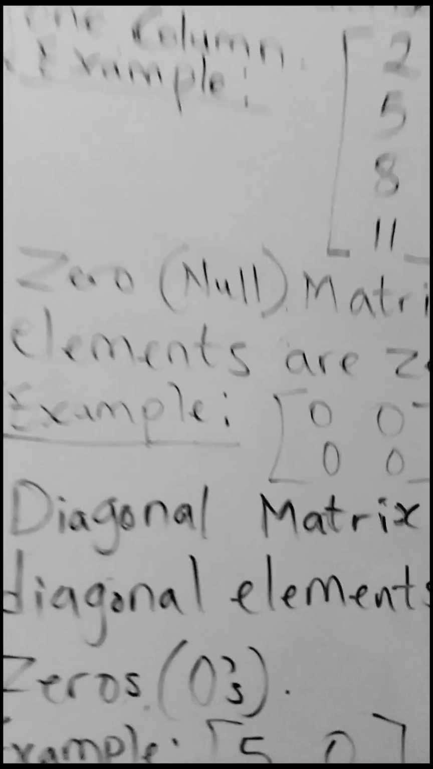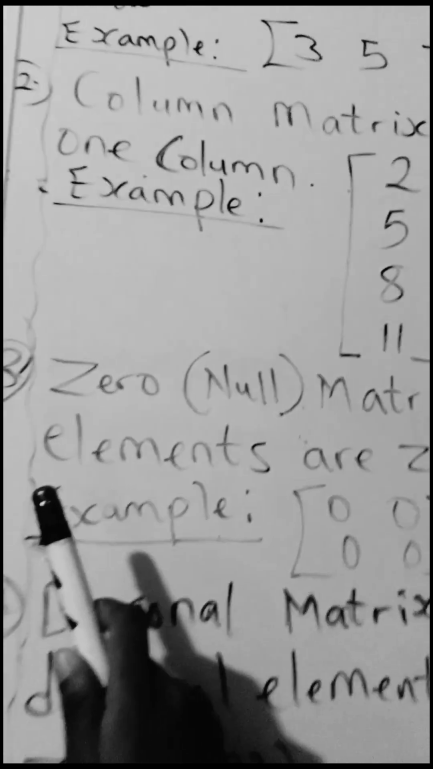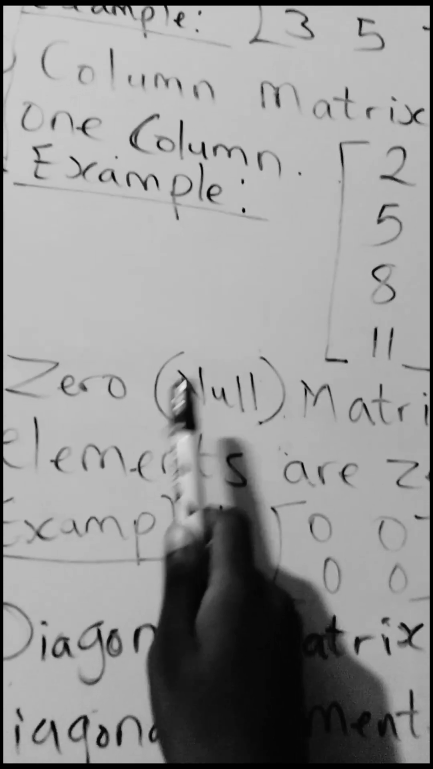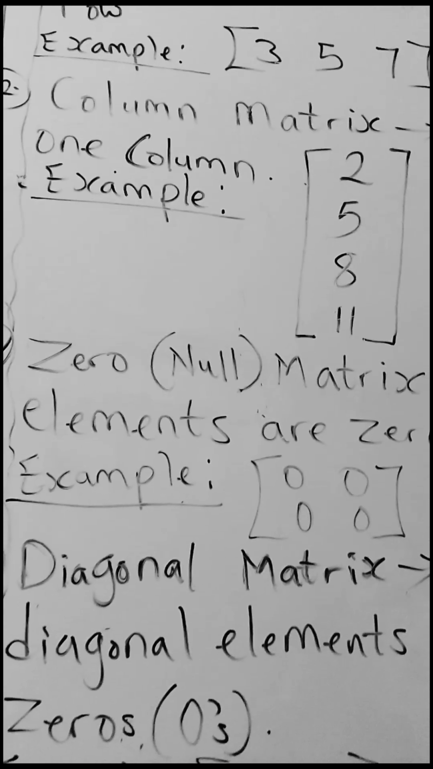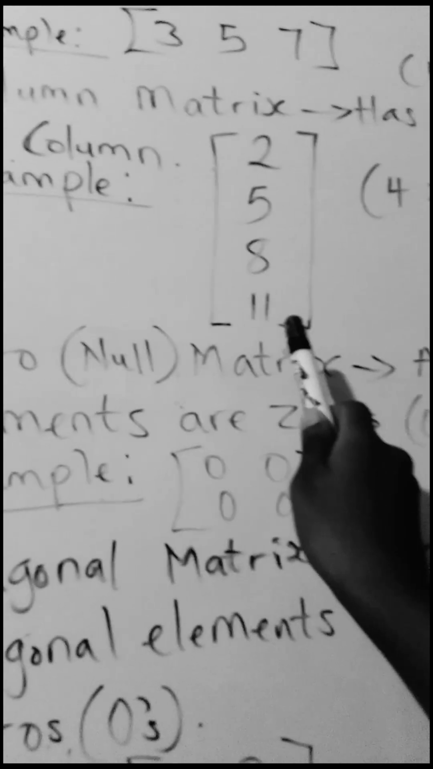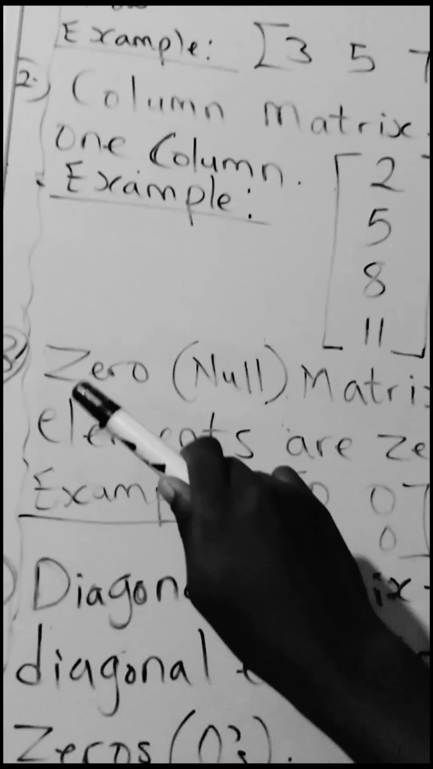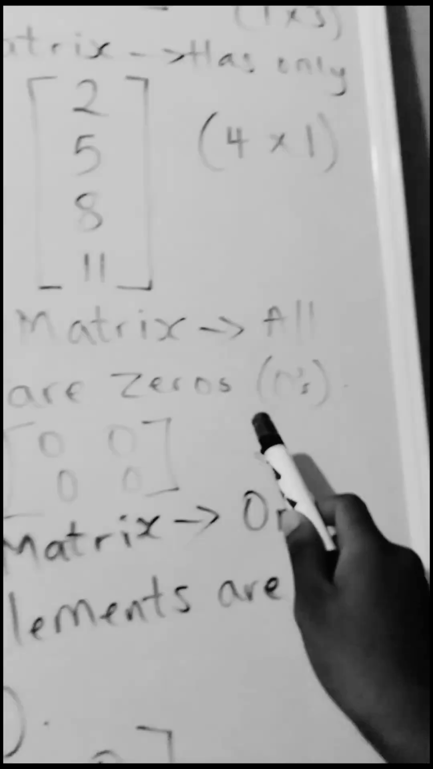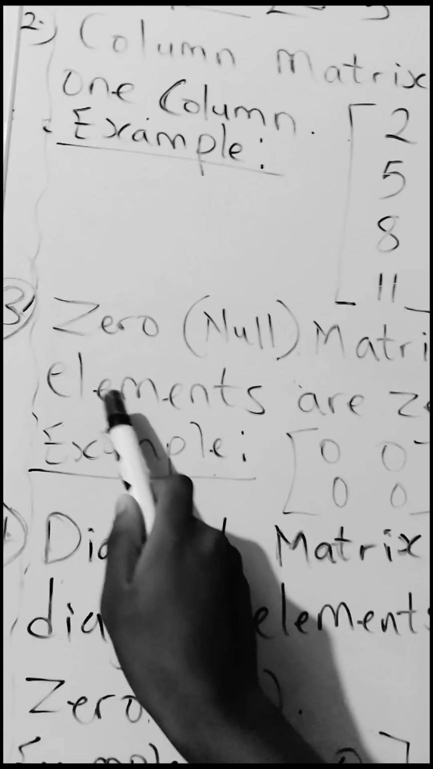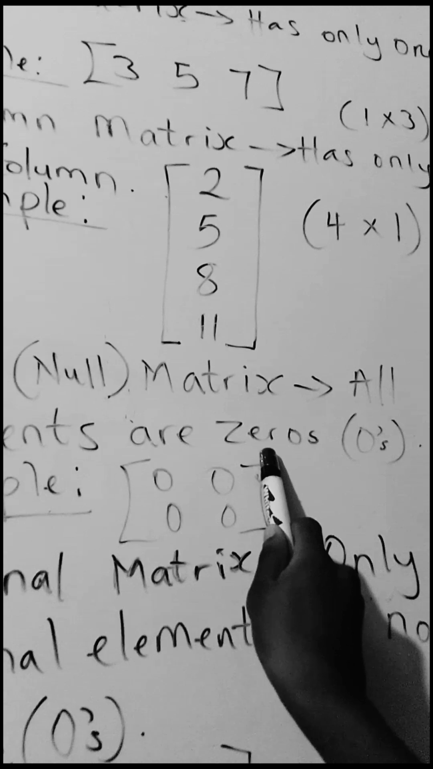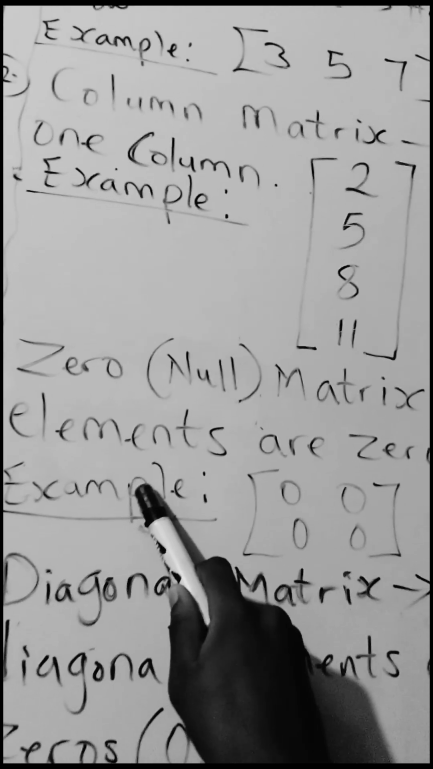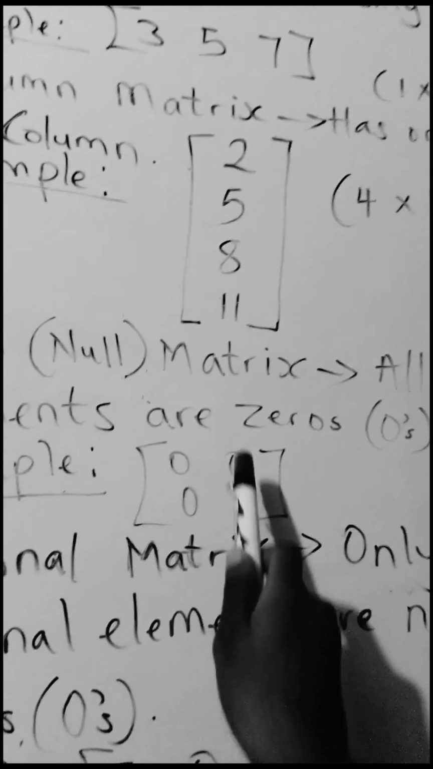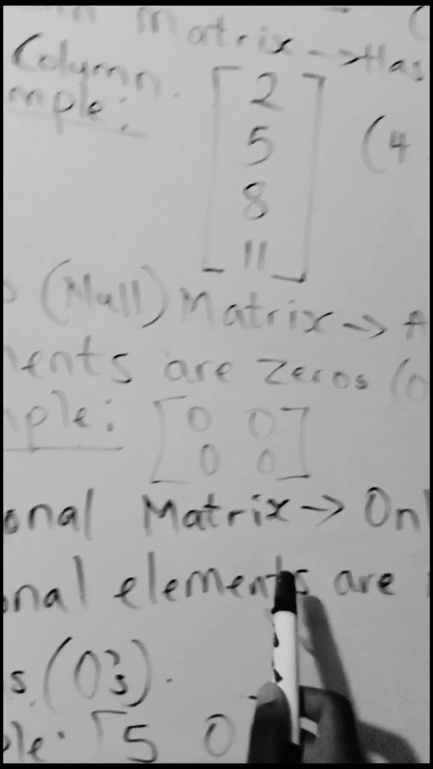Let's move to the third type of matrix that we have here. We have what we call the zero matrix. Zero matrix can also be called null matrix. When something is null, it means that it is empty. A zero or null matrix is a type of matrix where all the elements are zeros. For example, look at the matrix below. All the elements in the matrix are zeros.